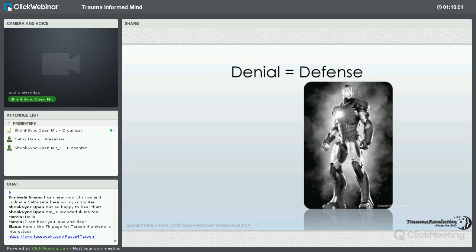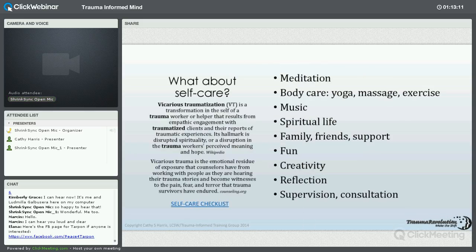So this is our biggest defense again. We have it, our clients have it. We don't want to think about this sometimes, but really it's all around us, and we do need to take off that armor. I want to talk for just a couple of minutes about self-care.